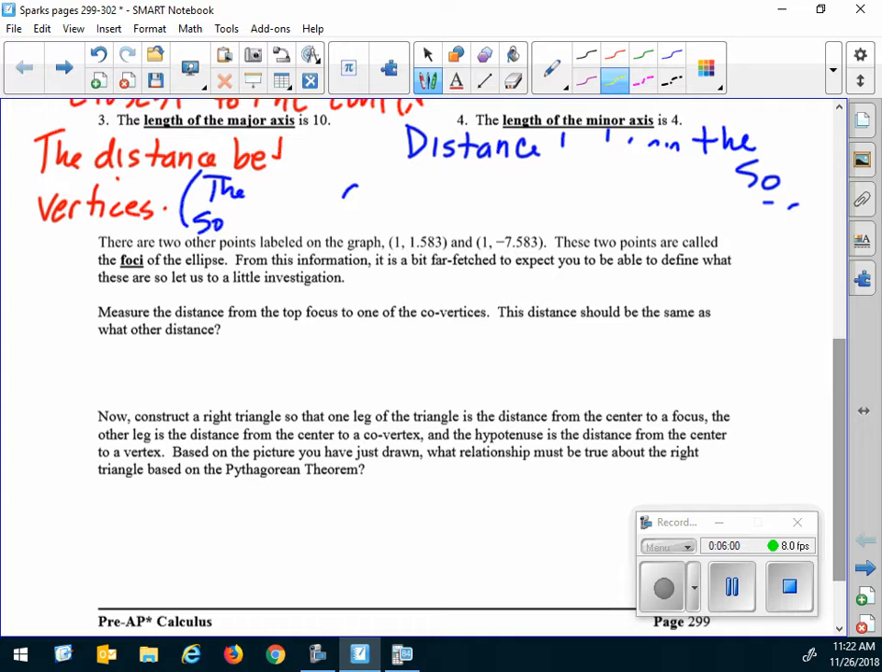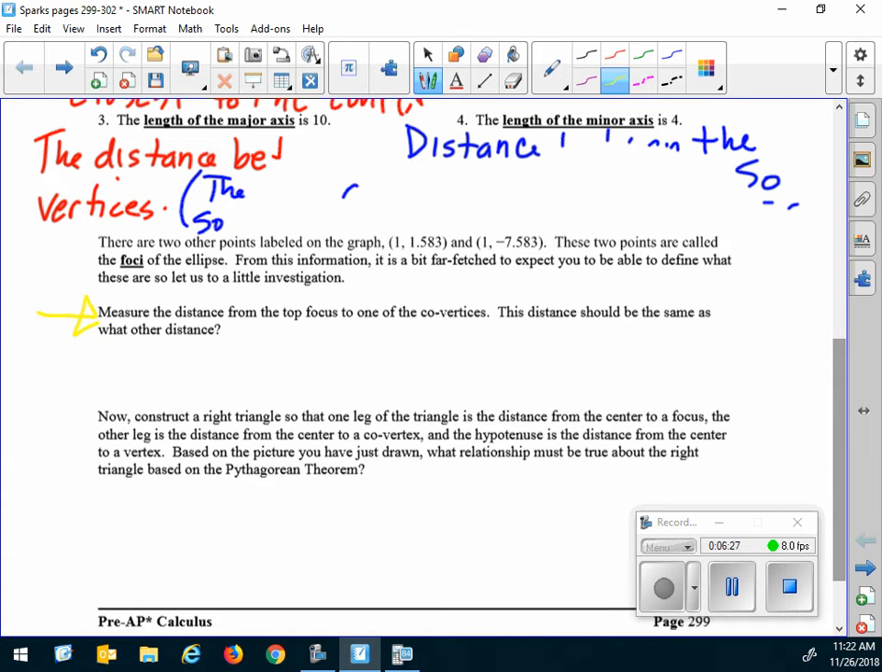So let us do a little investigation. I think he's got a typo in there. Okay, so what we're going to do is get your ruler. And we're going to look at this piece right here. We're going to measure the distance from the top focus to one of the co-vertices. This distance should be the same as what other distance?